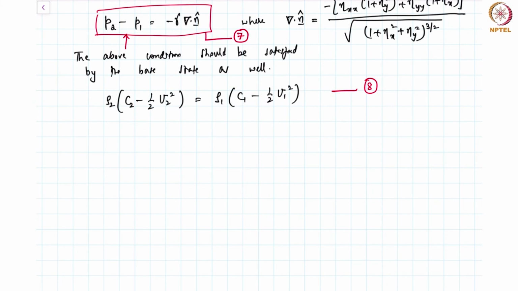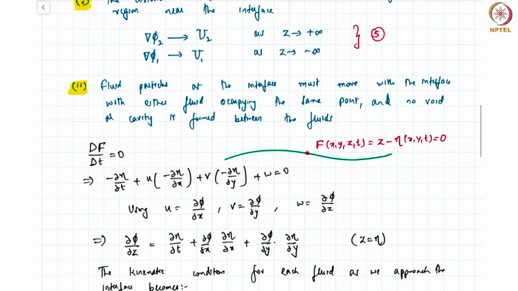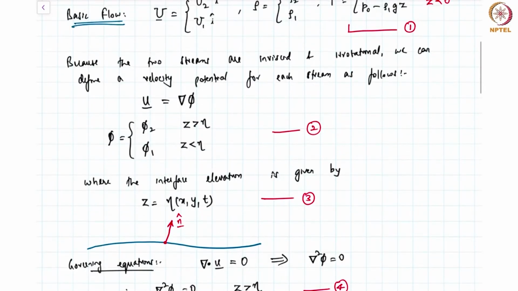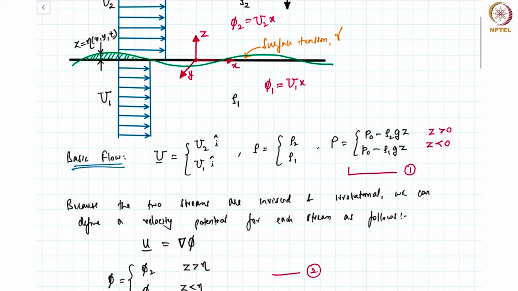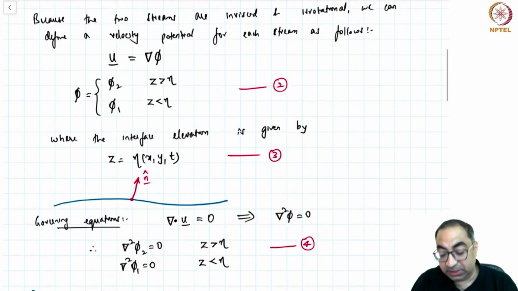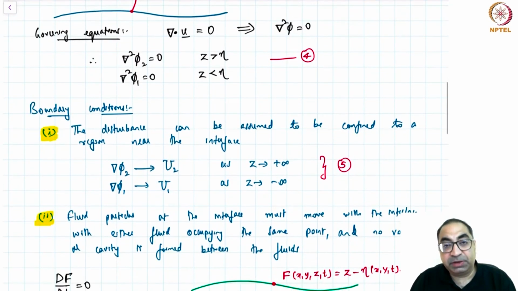So now that we have this, we have all the necessary equations. Let's quickly recap what we have done so far. We have the velocities. We have two different velocities in the two streams, u1 and u2. And we've defined a velocity potential. The velocity potential in both the fluids would satisfy the Laplace equation. And then we wrote down the boundary conditions.